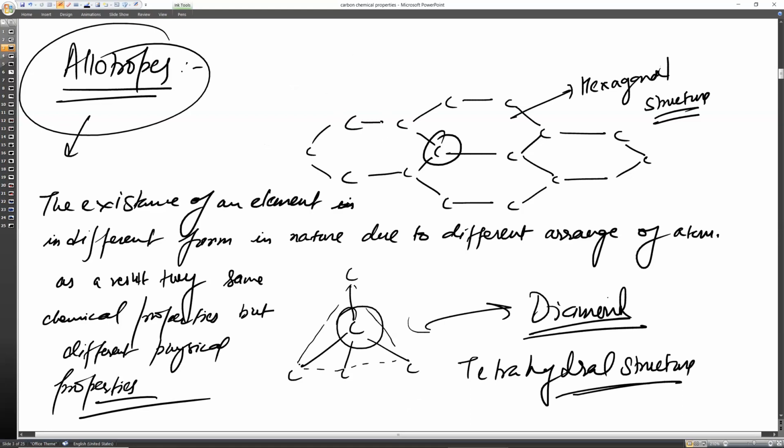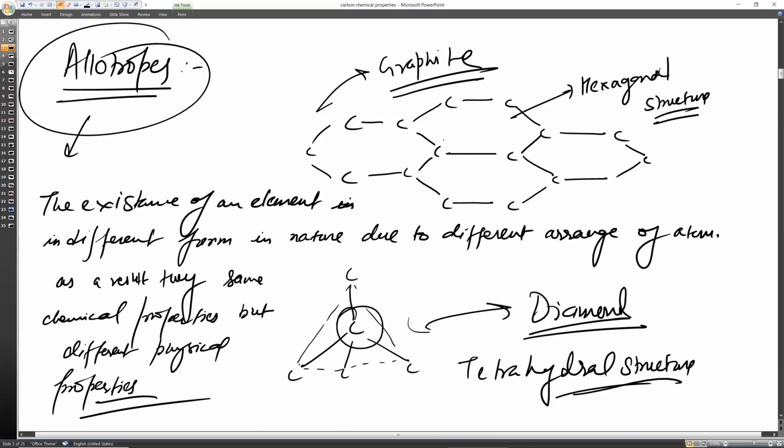Okay. So in diamond and in graphite, what is the difference? The difference is in their structures, the arrangement of carbon atoms is different. In graphite, it is a hexagonal pattern, and in diamond, it is a tetrahedral structure. So in graphite, why is graphite a good conductor of electricity?